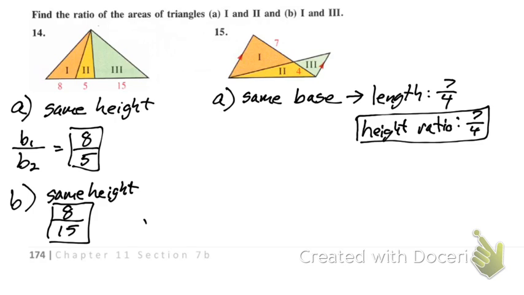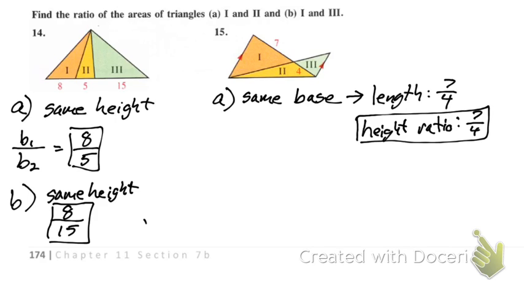All right, B is going to be a different one. So isn't it 1 to 3? Isn't it 7 over 4? Is it 7 over 4? Close. What kind of triangles are 1 and 3? Are they similar?